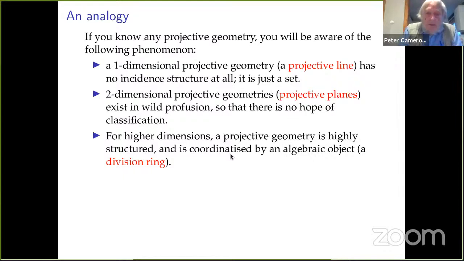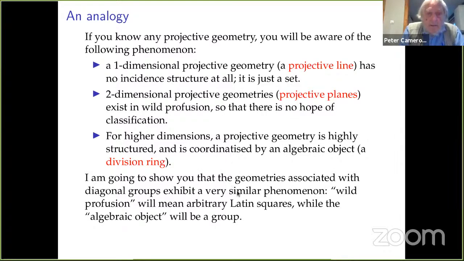And I'm going to give you a similar situation where things that come from these diagonal groups show wild profusion. The things corresponding to the two-dimensional projective geometries will be arbitrary Latin squares. But once you get up to higher dimensions, suddenly a group appears. Out of the combinatorics comes a group, and that group coordinatizes the structure. So essentially, the only Latin squares that will extend to higher dimensions will be Cayley tables of groups.